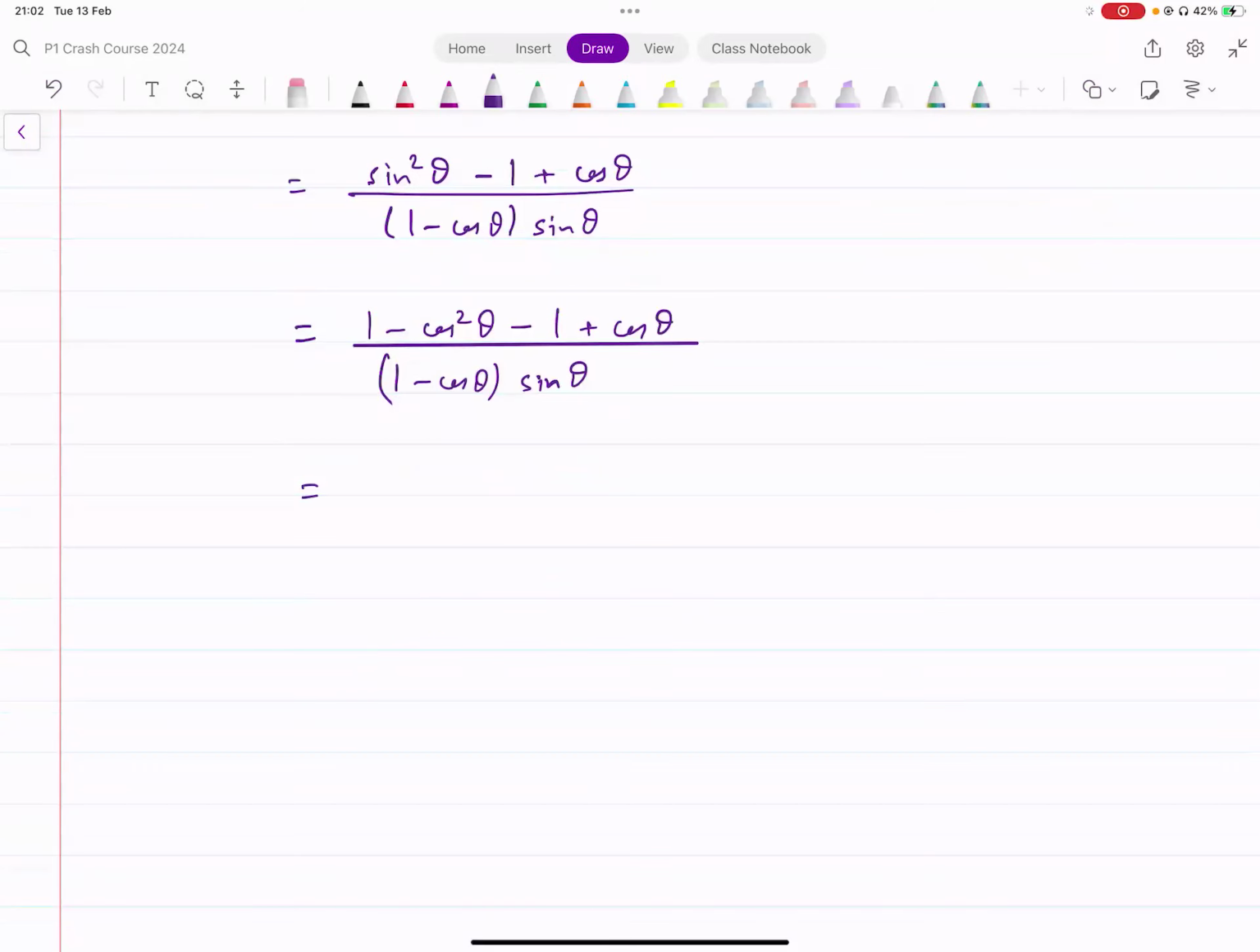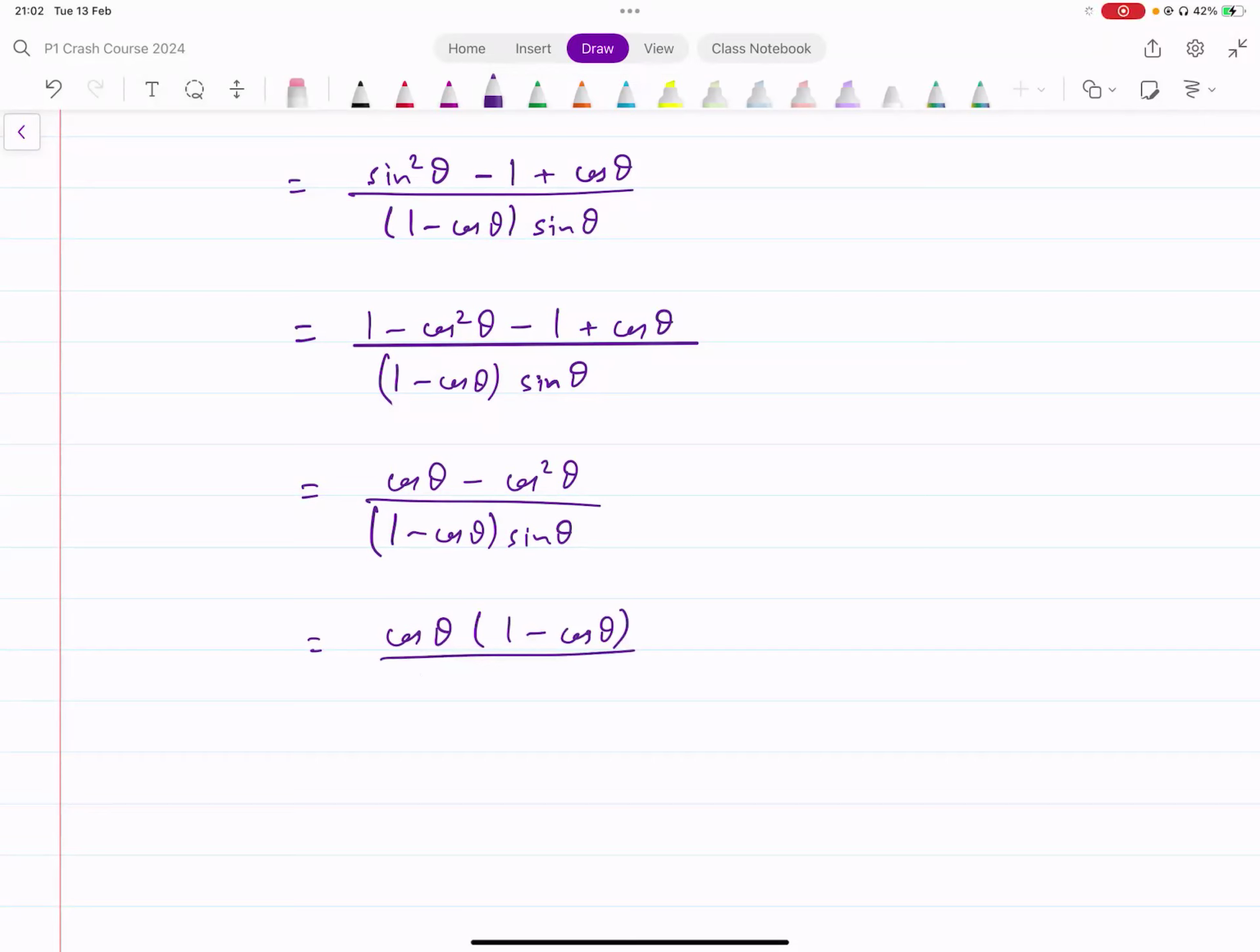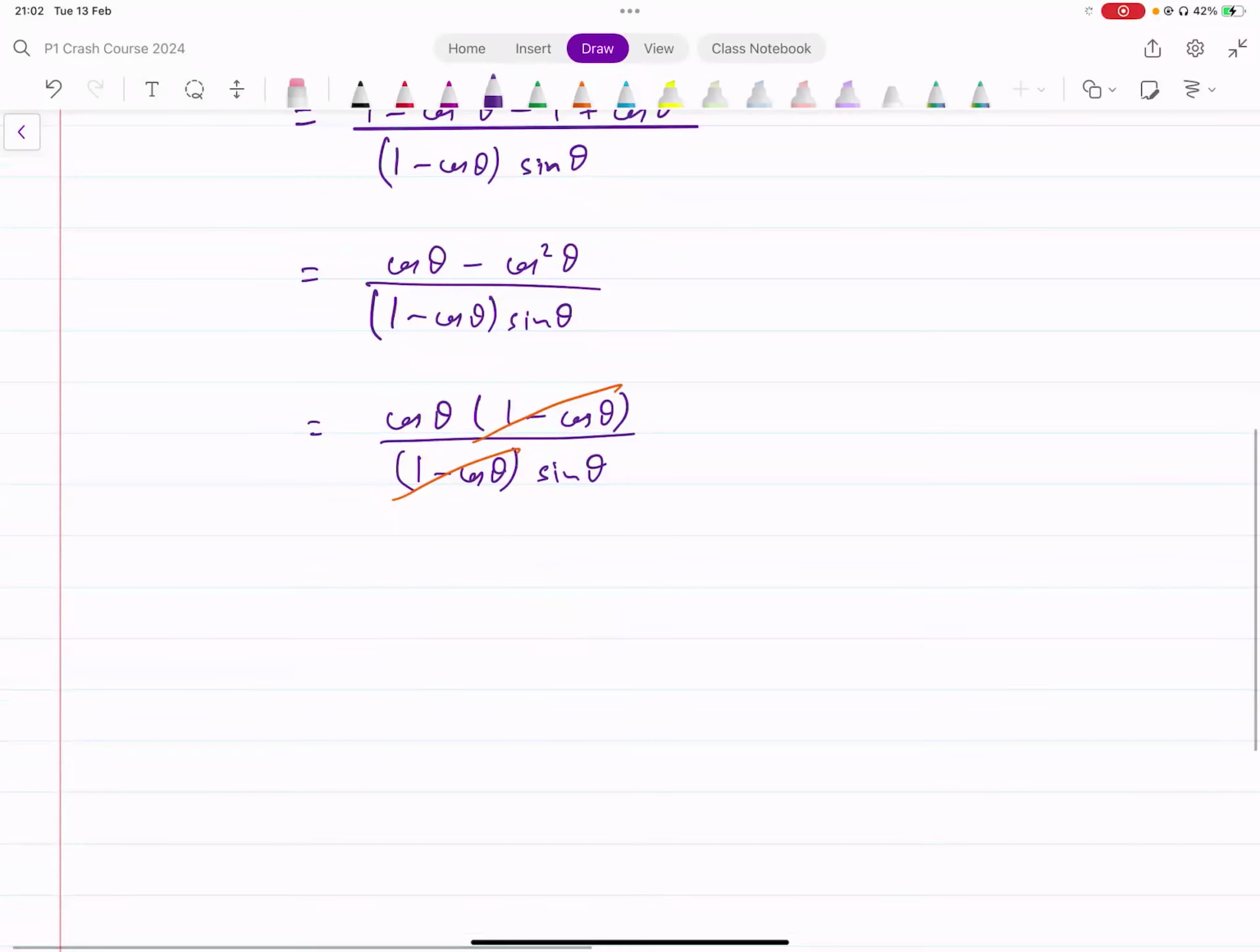And now 1 and minus 1, they get cancelled. And you're left with cos theta minus cos square theta. And in the denominator, you have 1 minus cos theta into sine theta. Now you can take cos theta common in the numerator. And that leaves you with 1 minus cos theta inside the brackets. And in the denominator, you have 1 minus cos theta multiplied by sine theta. 1 minus cos theta and 1 minus cos theta can get cancelled. That's what we wanted to do. We want to cancel that thing out. And now we're left with just cos theta over sine theta. And this we know can be written as 1 over tan theta. And that is equal to the right-hand side. That is what we wanted to prove.